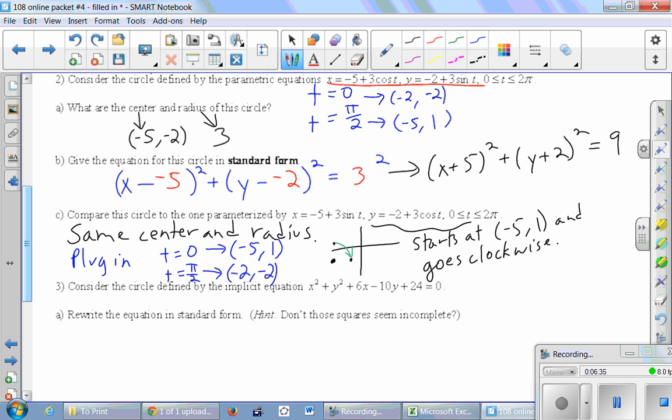Okay, so then this circle starts at (-2, -2). It's exactly the same dot, but I'll put it a little bit next to, and ends at the point (-5, 1), which is that dot. But I guess that means it's going the other way. So then the other circle starts at (-2, -2). That's what we got when we plugged in t equals 0. And it goes counterclockwise.